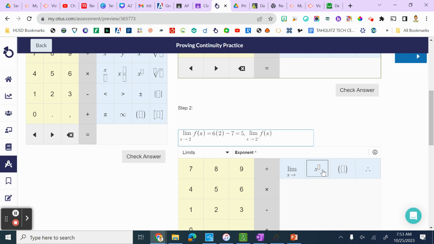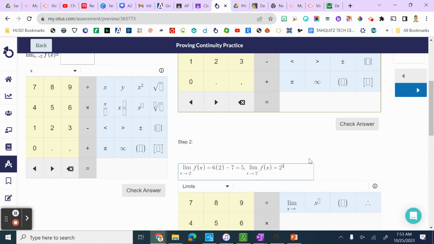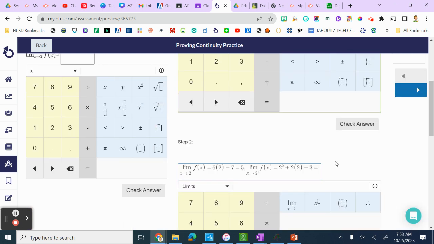All right, f of x equals, and then what I did was I actually showed the work again. I used this same work that I had here. So it was 2 squared plus 2 times 2 minus 3. Do I have to perform the calculation again, or do I already know that answer? We already know the answer is 5, right? Okay. And then there's one more line to this, right?